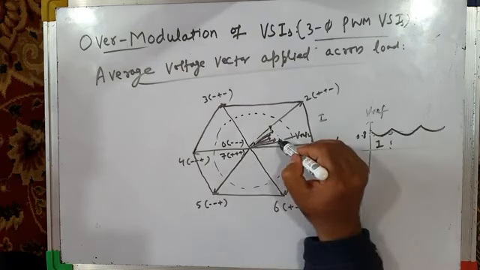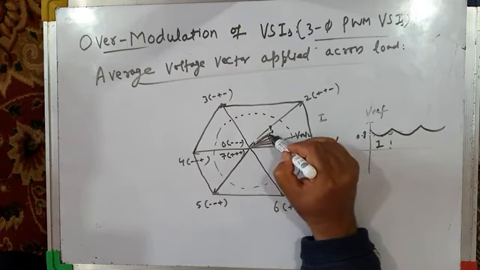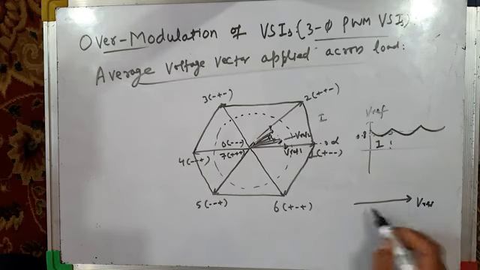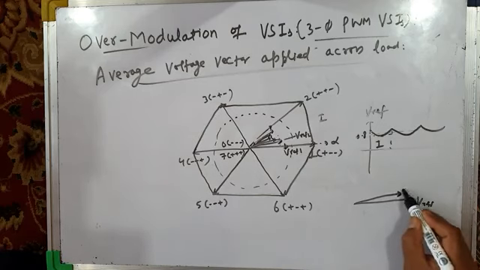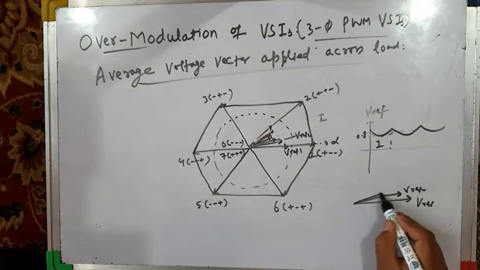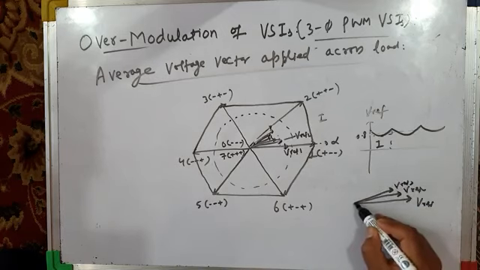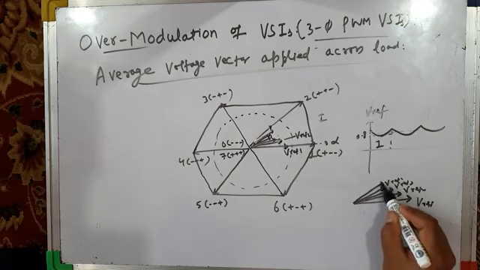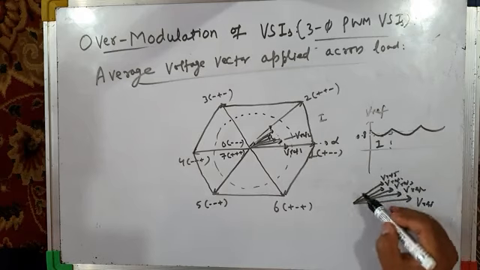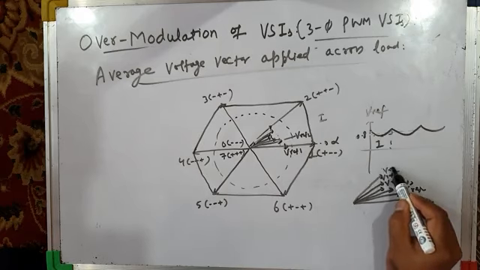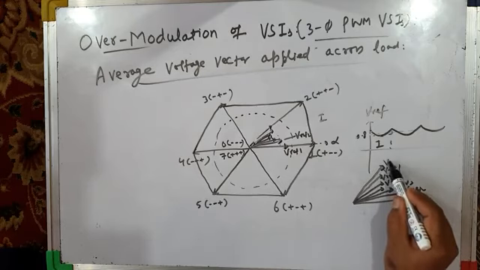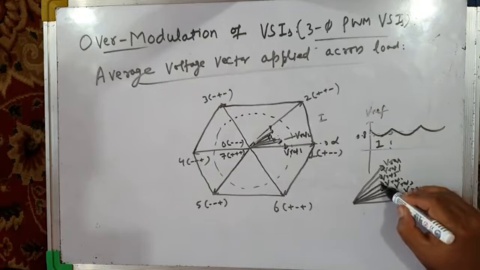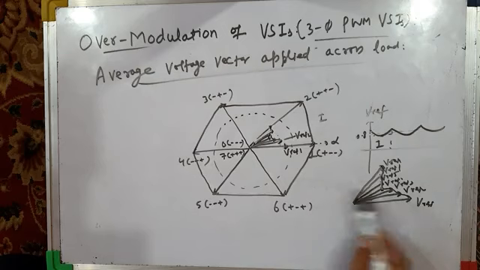Okay, and if you join the tips of these rotating reference vectors, will it trace a circular path? No, because Vref1 is this, Vref2 is this. Vref3 is this. Vref4 is this. Then it starts increasing again. This is Vref5. Then this is Vref6. And this is Vref7. If you join the tips of these rotating reference vectors, what type of path? It does not trace a circular path.